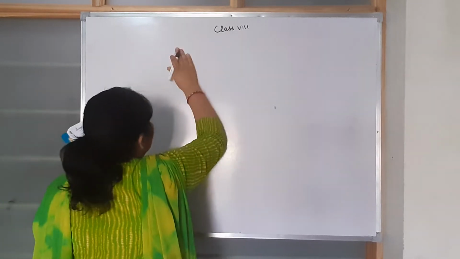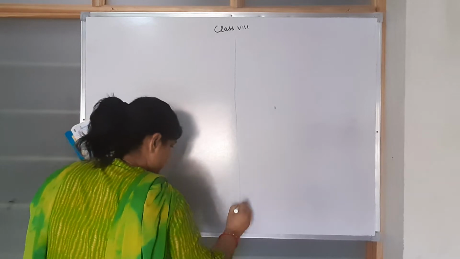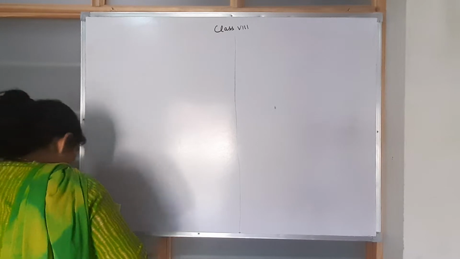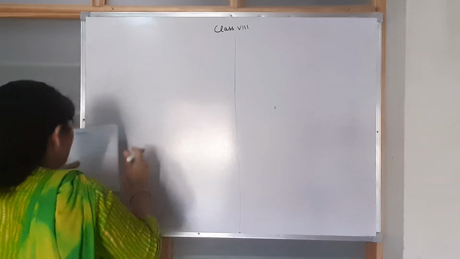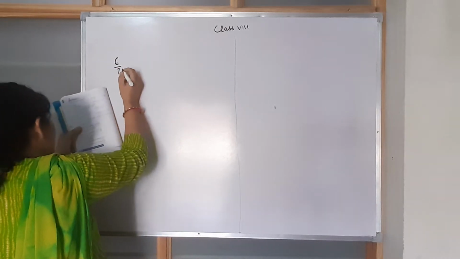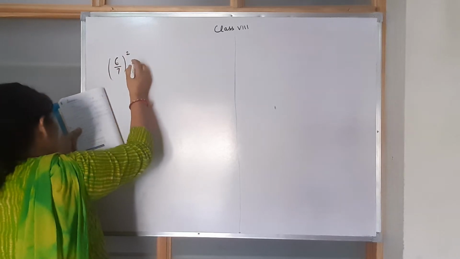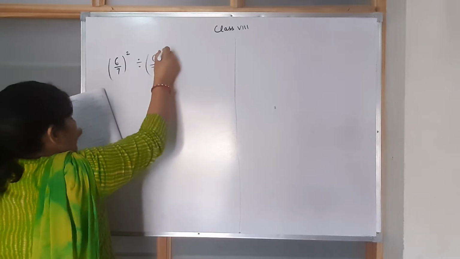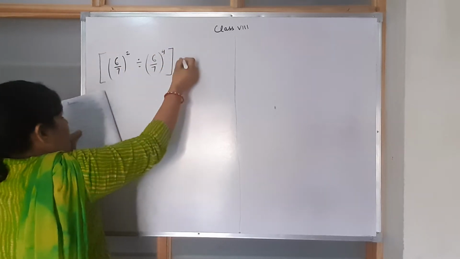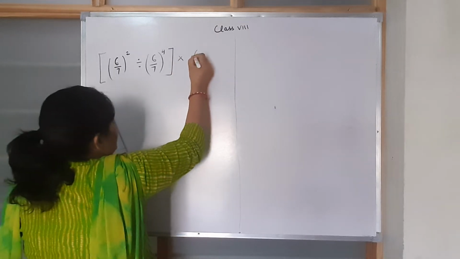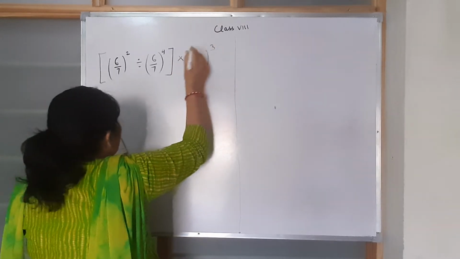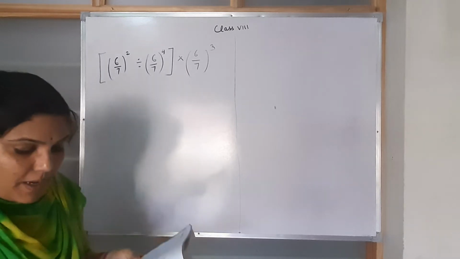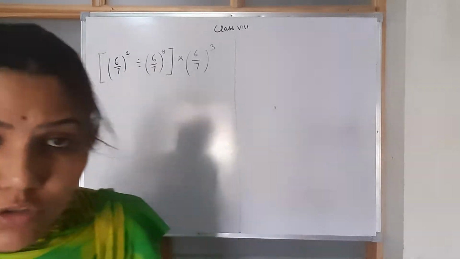Fifth part. Now in our fifth part they are asking 6 upon 7 whole raised to the power 2 divided by 6 upon 7 whole raised to the power 4, then we have multiply 6 upon 7 raised to the power 3. Again, 6 upon 7 raised to the power 2 divided by 6 upon 7 raised to the power 4 multiplied by 6 upon 7 raised to the power 3.